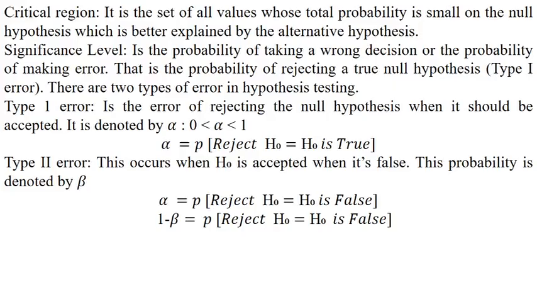Then we have the type 2 error. This occurs when H naught is accepted, or when we do not reject H naught when it is false. H naught is not true, but we do not reject it; instead we accept it. This probability is denoted by beta. So 1 minus beta equals the probability of rejecting H naught given H naught is false.